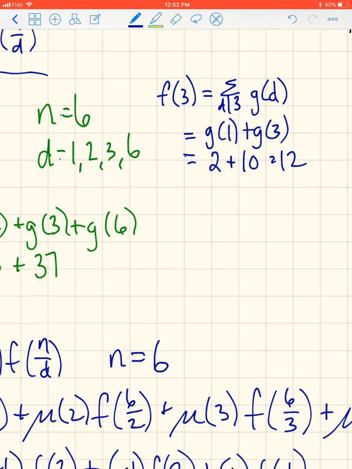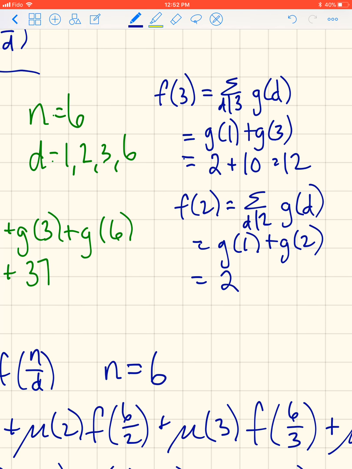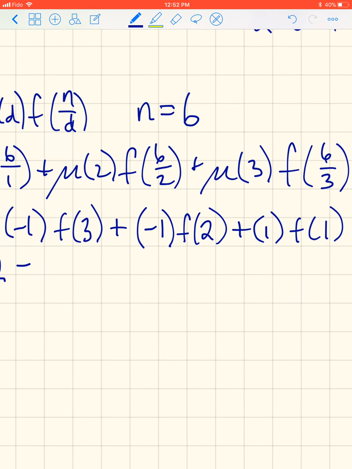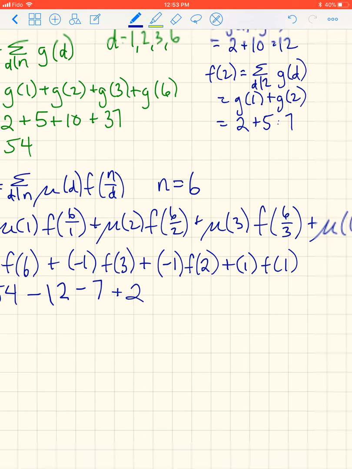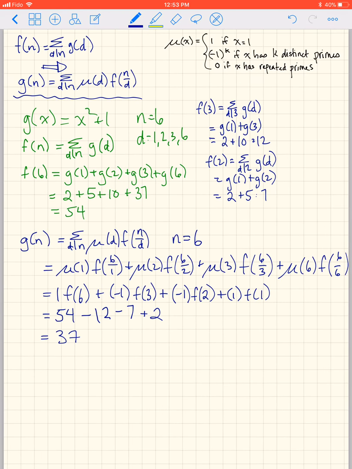Got another negative here. f of 2 is the sum over the divisors of 2 of g of those divisors, so that's g of 1 plus g of 2. 1 squared plus 1 is 2, and g of 2 is 5. And f of 1 is 2. So let's see if I've done this correctly. 54 minus 12 is 42, minus 7 is 35, plus 2 is 37. And g of 6, we calculated before, it is in fact 37, because it's 6 times 6, which is 36, plus 1.